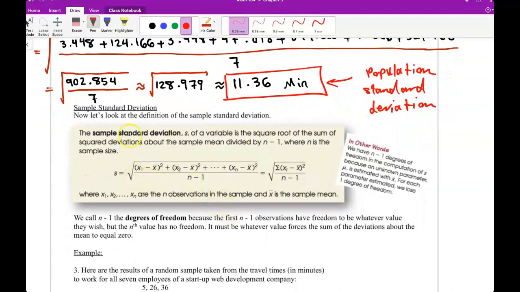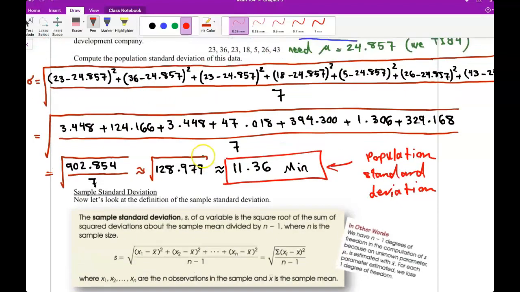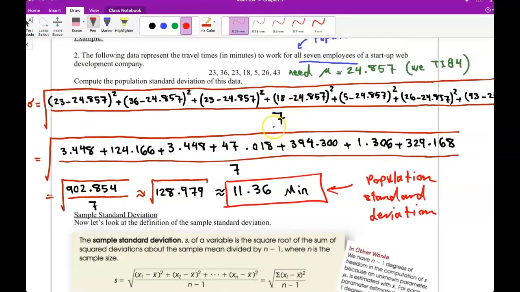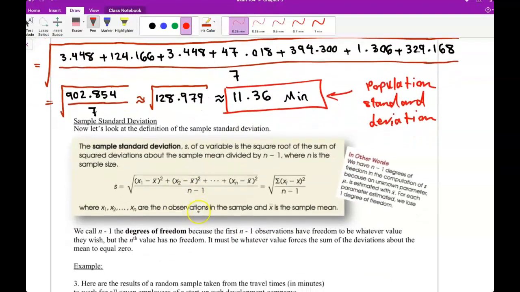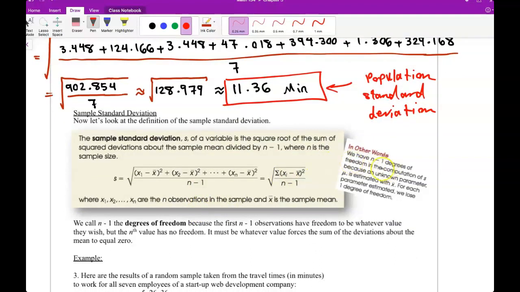Okay, next part. Now here is a sample standard deviation. The only difference here is that instead of dividing by population size, we will divide by sample size minus 1. And that is because we have n minus 1 degrees of freedom in the computation of standard deviation, because we have unknown parameter mu that is estimated with x bar. For each parameter estimated, we lose 1 degree of freedom.